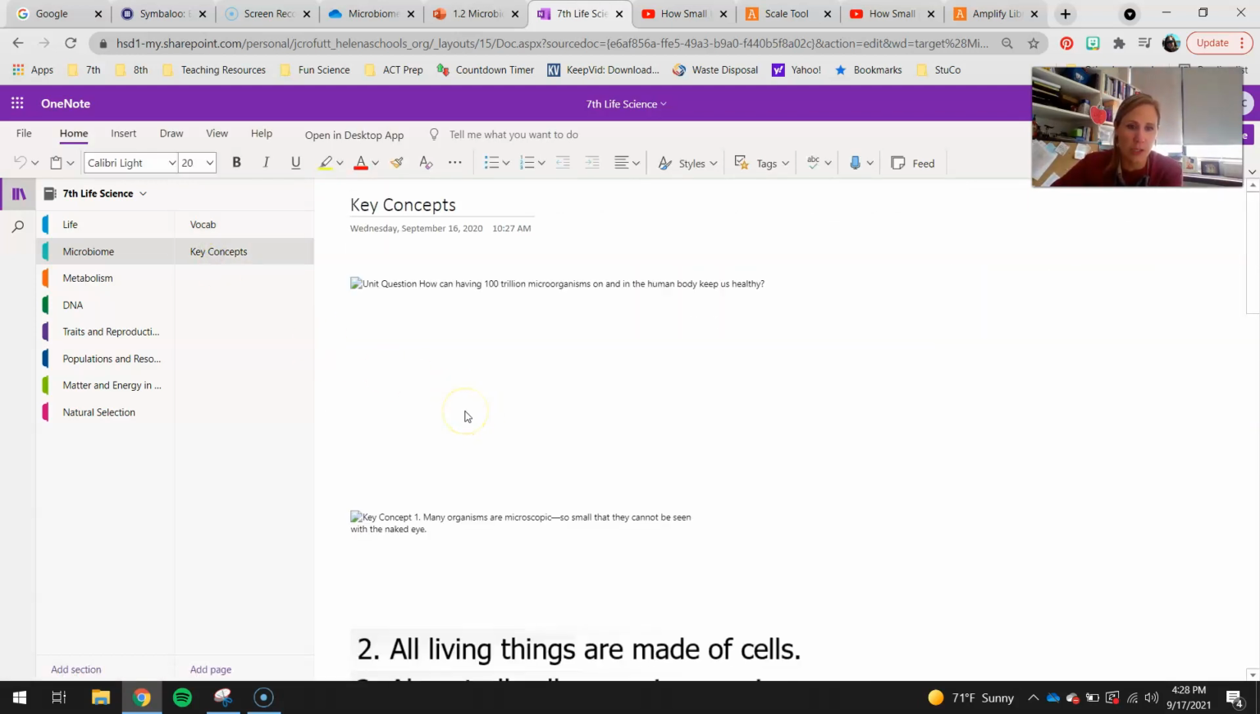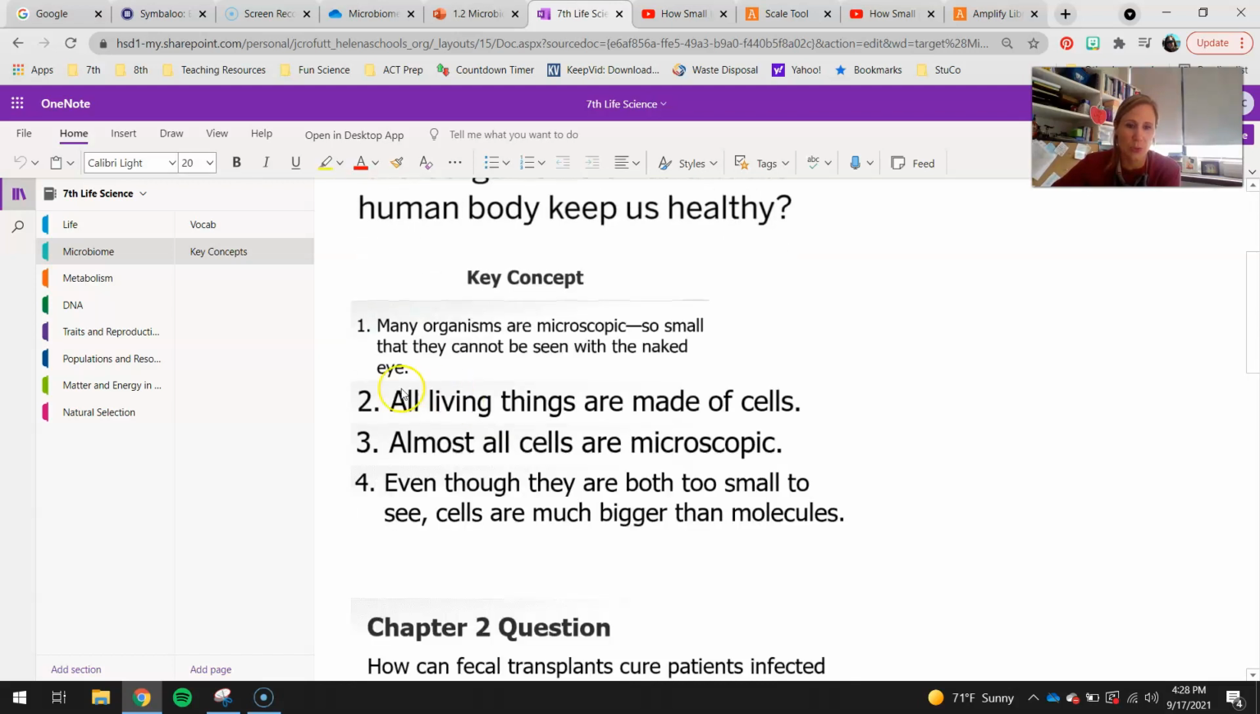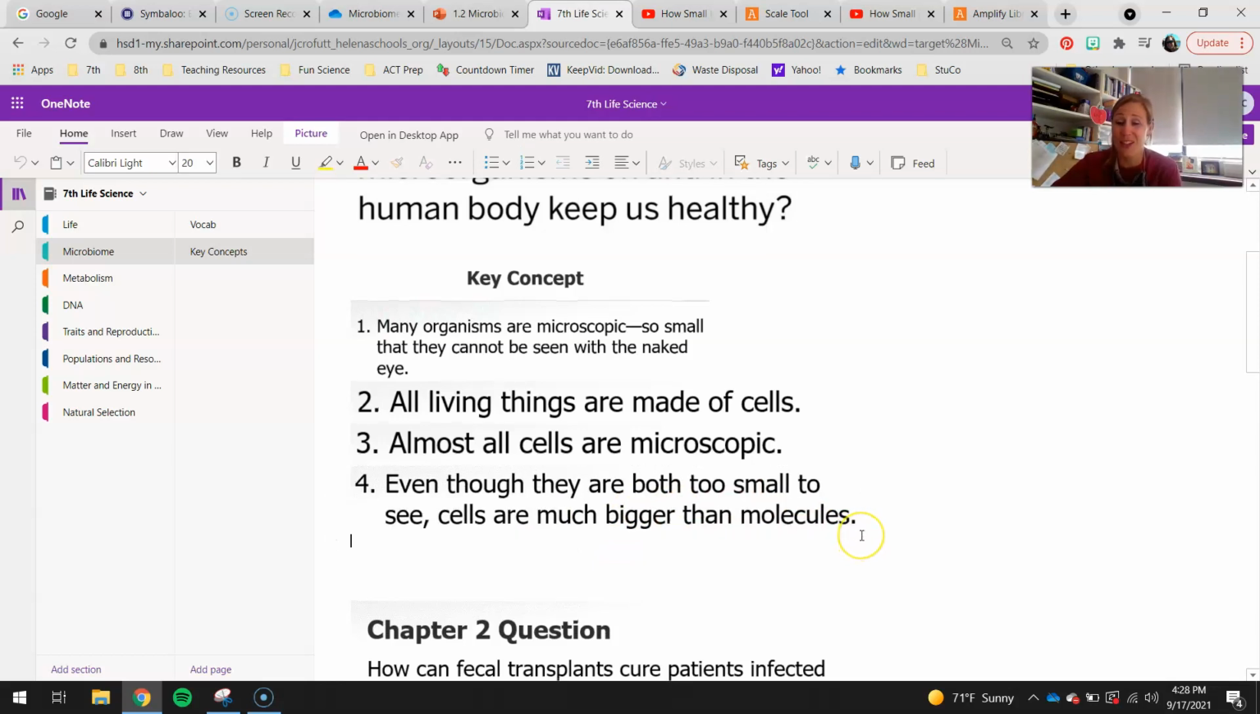You were also to add key concepts 2, 3, and 4. Those are my larger ones right here. All living things are made up of cells. We learned that when we looked at the 7 criteria for life. Almost all cells are microscopic. We have some exceptions to that. For instance, a muscle cell is actually many muscle cells that have fused together to form one big long fiber, which we still consider a cell because there's only one cell wall around it.